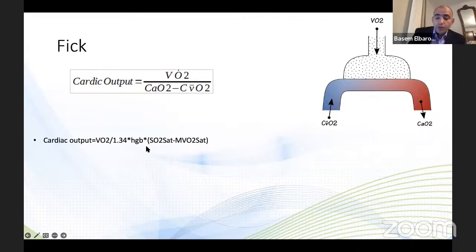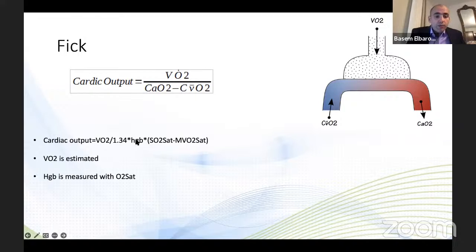Okay, so what we need is to know what VO2 is. VO2, oxygen consumption, is estimated. It's not something that's measured. There are ways to measure it, but the majority of labs don't do that. It's estimated. So there are tables depending on the patient's weight, height, age, and gender. It will give you the VO2 consumption, or the oxygen consumption at a resting state, which is what you're doing in the cath lab, okay? Divided by 1.34. So VO2 is estimated.